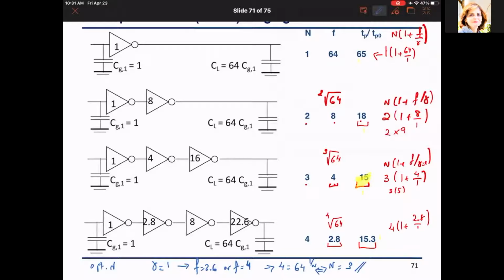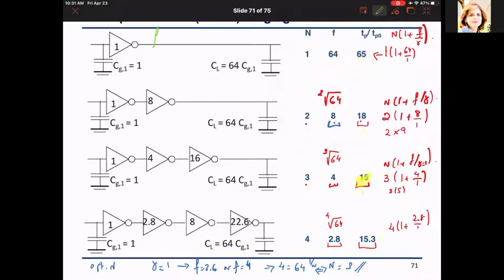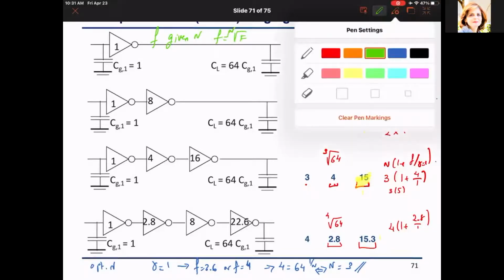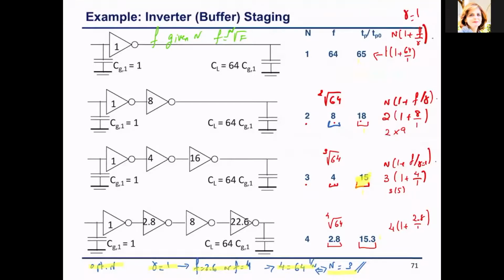So here for each one we put the equation and found f given n, from the relation that f is equal to the nth root of big F. Whereas in the optimal case, for the optimal n, we put gamma equal 1. We are assuming gamma equal 1, what is the optimal f, and from the relation of f and big F you find the optimal n. When you find the optimal n, you come back and plug it in.